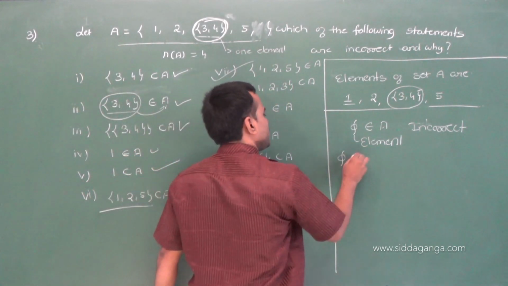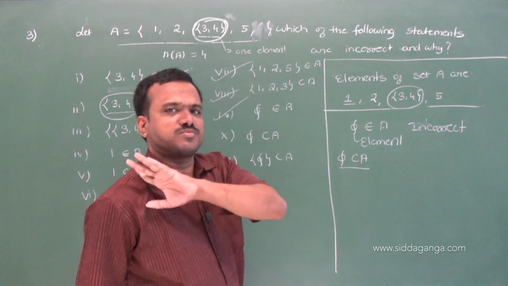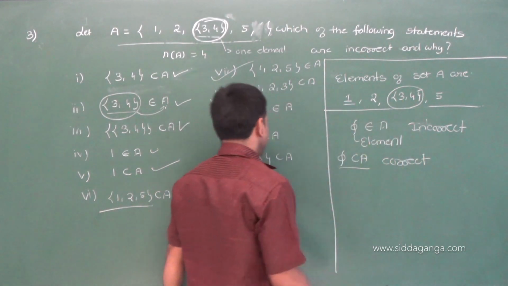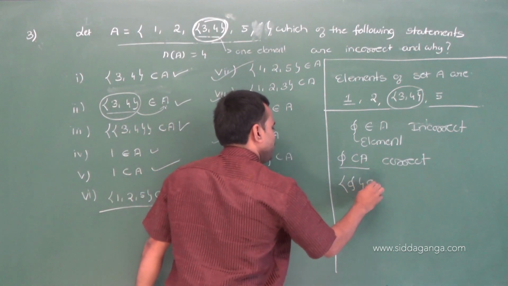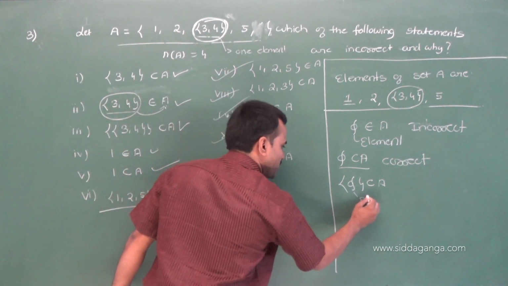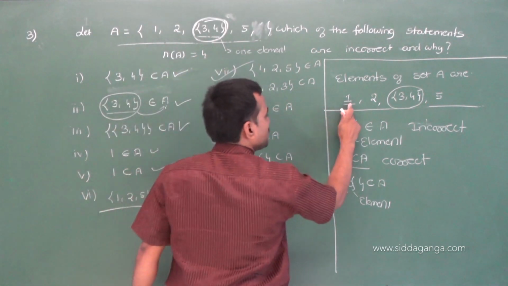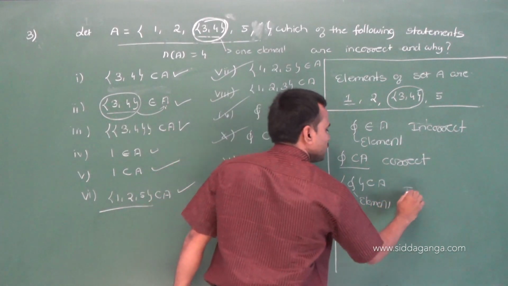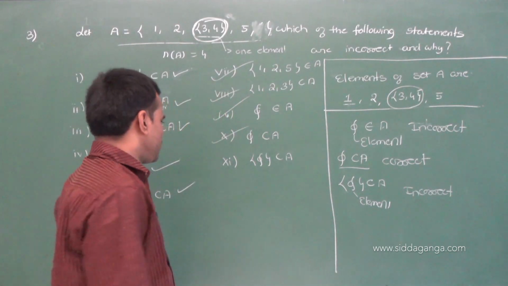Empty set is a subset of A. Yes, we agree: the empty set is a subset of all sets. It is correct. This one is also over. Next, the element empty set is a subset of A. When I write it like this, it is an element. The elements present are 1, 2, O and 5. Empty set is not present. That's why it is incorrect. Understand?